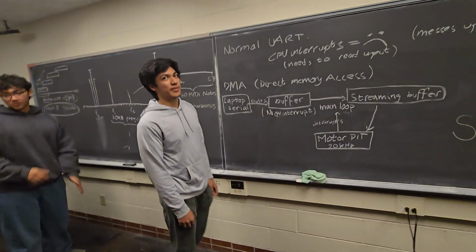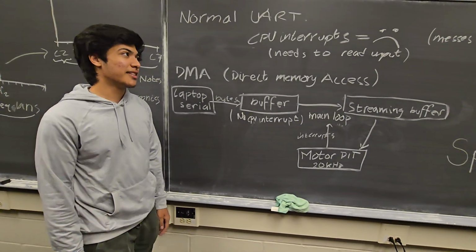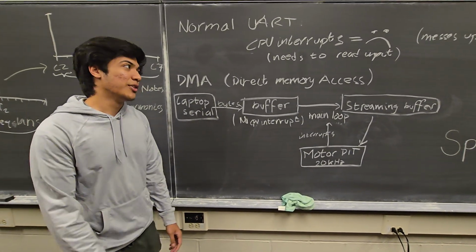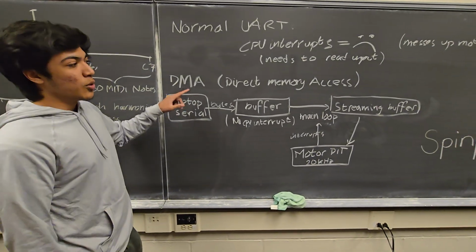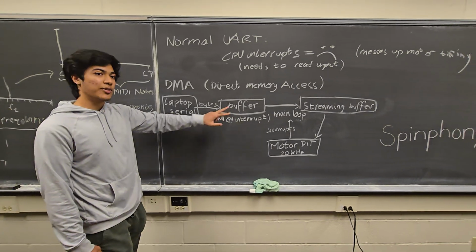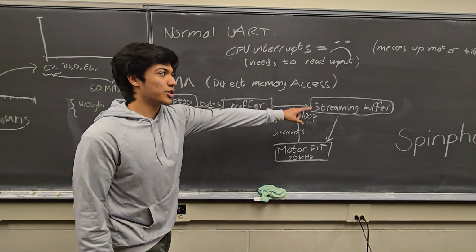The way it's being sent is by UART. Normally UART works with a CPU interrupt, but the problem with that is when you interrupt the motors while they're playing, you have breaks in the audio. The way we solve that is with direct memory access. What this does is the laptop serial sends bytes into a buffer, which is stored without interrupting the CPU. And we have a main loop, which is simply reading from that buffer into a streaming buffer.